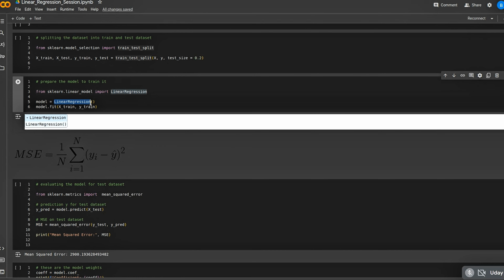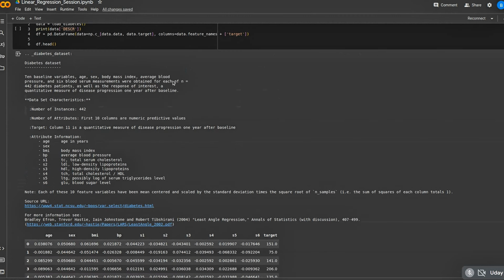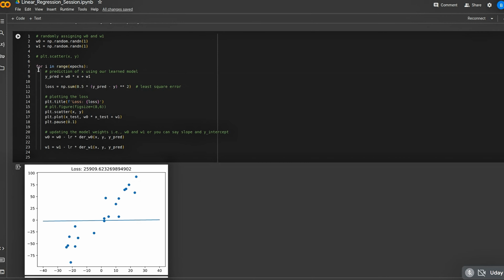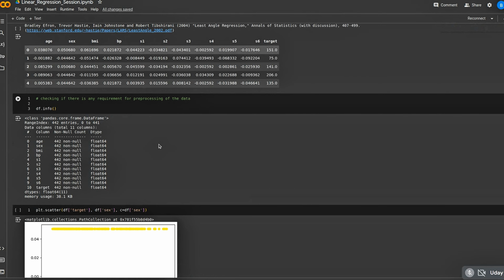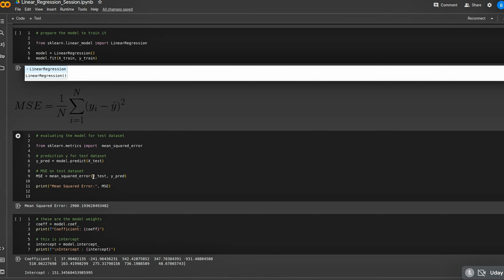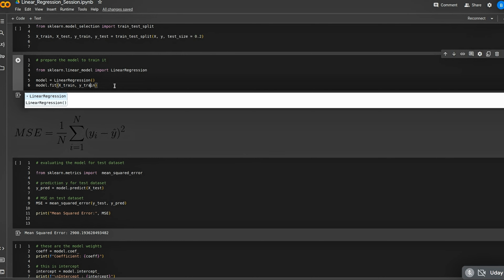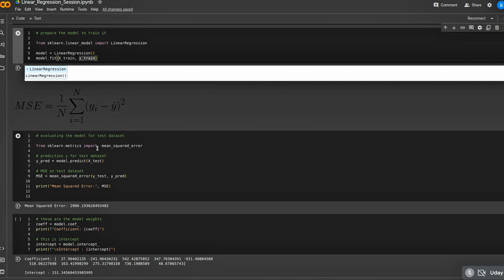Then we make an object, and the fit function does the training part, which is the loop part we saw: initializing the parameters randomly, then training and optimizing the parameters. So this is done by the fit function. Okay. Then after training, we calculate the mean squared error based on the test set. Okay. Then we get that error.